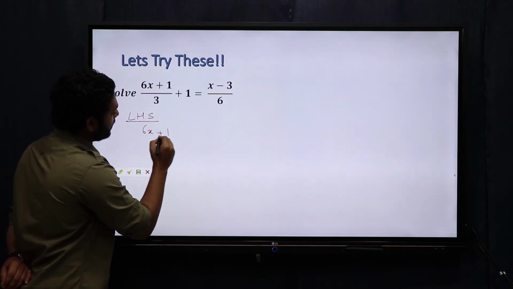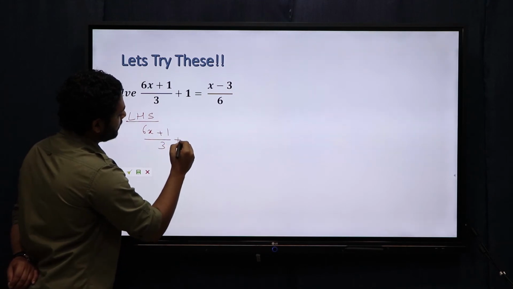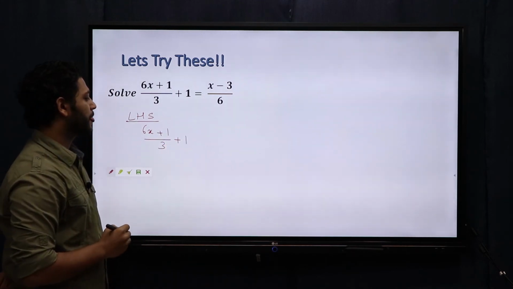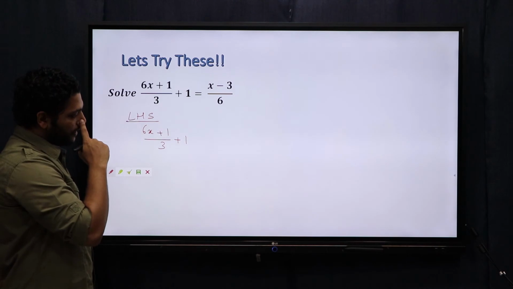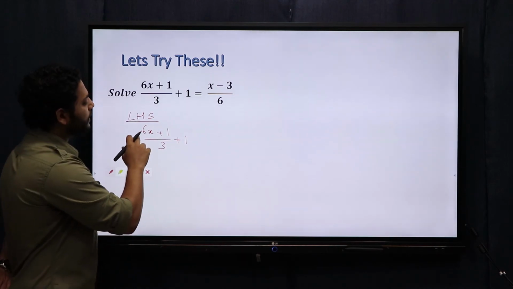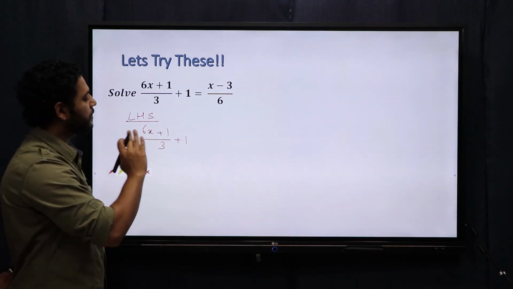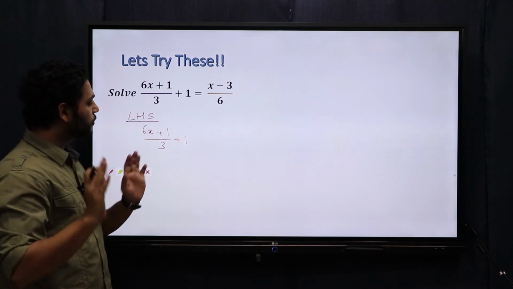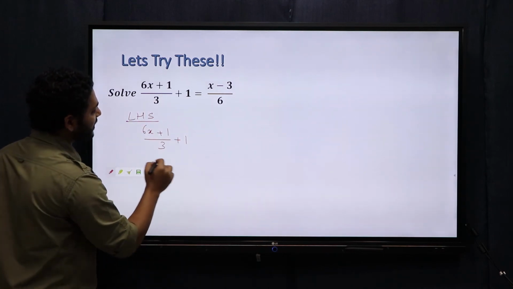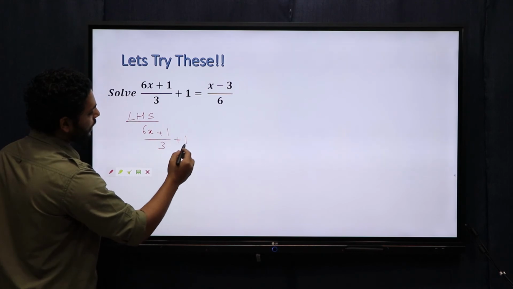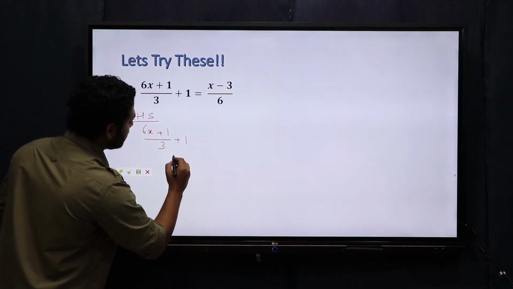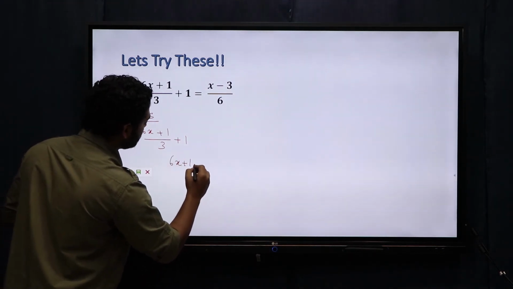6x plus 1 divided by 3 plus 1, right? Now I know that I need to keep only the variables on one side and all the other constants on the other side. I need to do that. Before that, I'll just simplify the left hand side. So how can I make the common denominator here? I'll take the LCM and just add it.